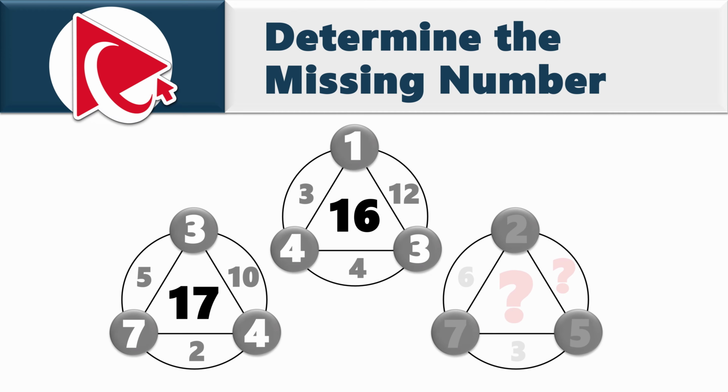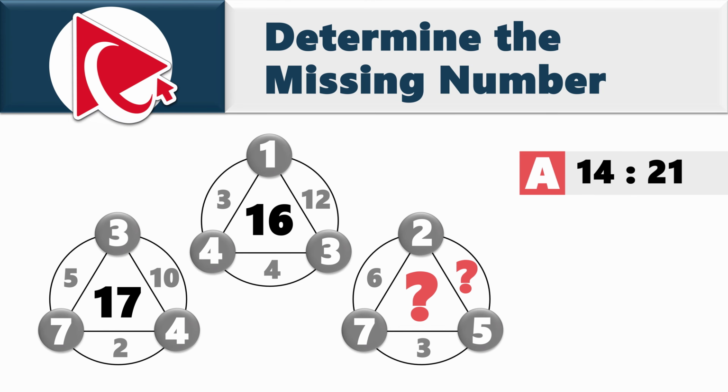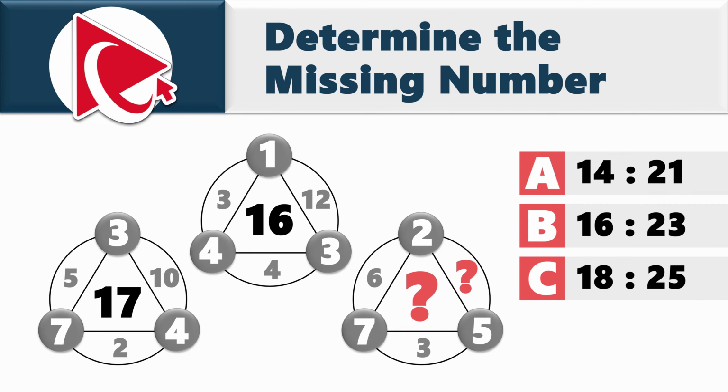The third circle looks a little bit more challenging, just a little, because 2 numbers are missing. But the numbers in the small circle are 5, 7, and 2, and there are 2 numbers inside the large circle, 6 and 3. And just like I said, 2 numbers are missing, and you need to calculate and select them out of 4 possible choices. Choice A, 14 and 21. Choice B, 16 and 23. Choice C, 18 and 25. And last but not least, choice D, 20 and 27.